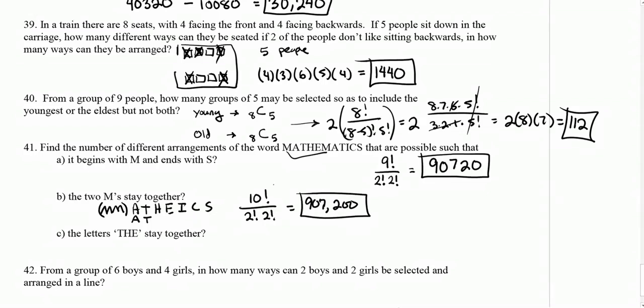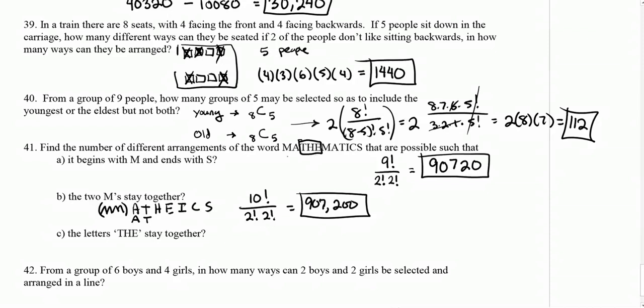And then part C, the letters THE stay together. We need to decide, it's not clear, do we want it to stay in that order, THE, or can those be mixed up as well? Let's say they stay exactly in that order. So we have the word THE in this arrangement. So let's consider that first, and then I can say what you can do to modify that if you wanted to. So we're going to keep THE as THE and move everything else around. So we're going to treat that as one letter, THE.